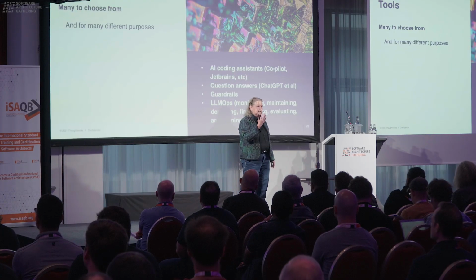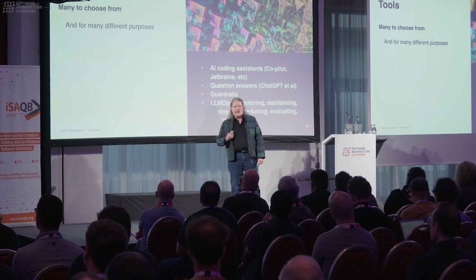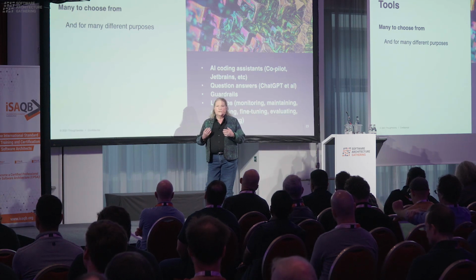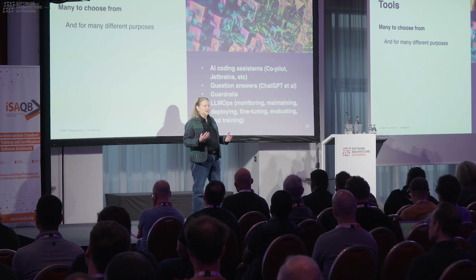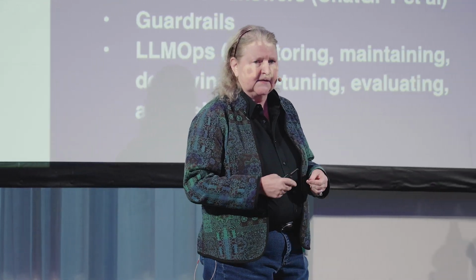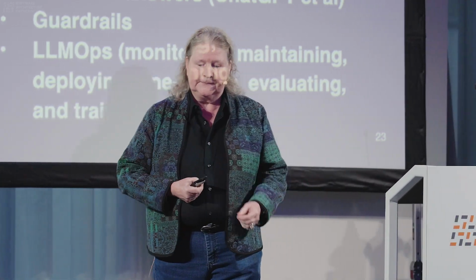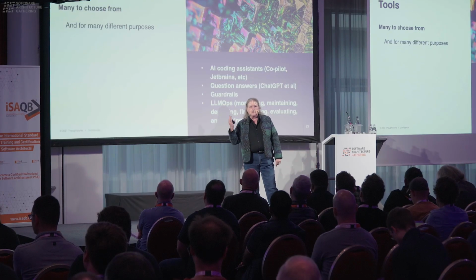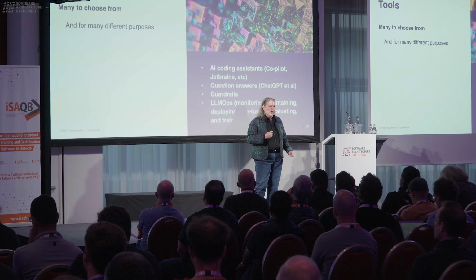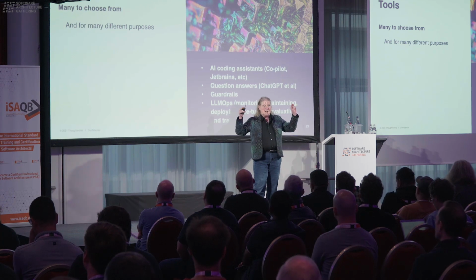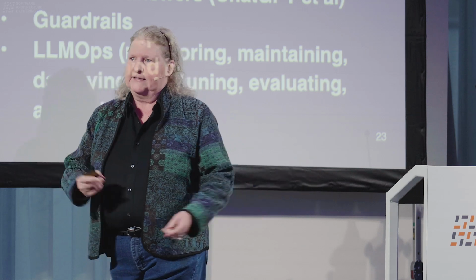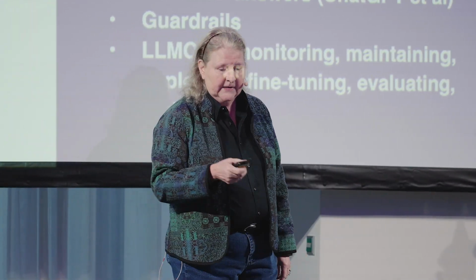Question answers, of course, like ChatGPT. There are lots of tools out there to build different kinds of guardrails for you so that you can protect data going in and out, things around PII, bias, relevancy. And there are also lots of tools that are being developed for the space of LLM ops. I mean, first you had DevOps, and now you've got DevSecOps, and you've got all of these other ops, and of course we have to have LLM ops.